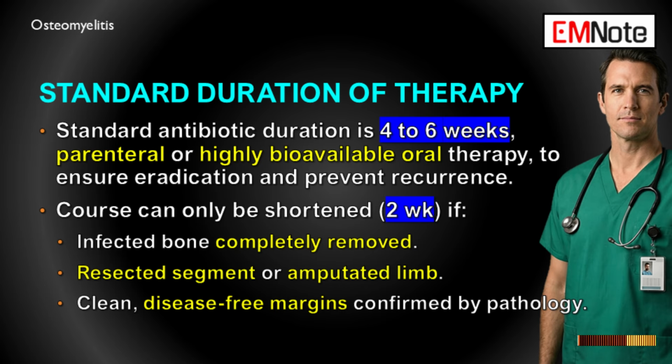Now, for maybe the most important question, what is the absolute standard duration of total antibiotic therapy for osteomyelitis? The standard duration is 4 to 6 weeks of parenteral, or at least highly bioavailable oral antibiotic therapy. That duration is mandatory. It's to ensure eradication within those remaining bone margins and to prevent short-term recurrence, which of course brings up a critical timing question. Right. Can we ever safely shorten that course? And if so, under what very specific conditions?